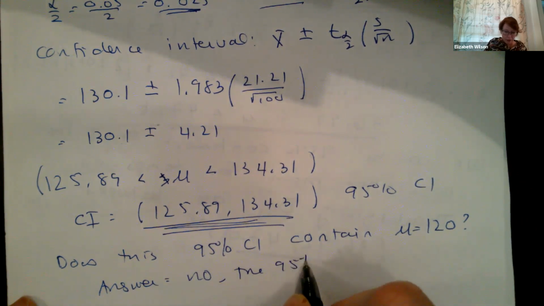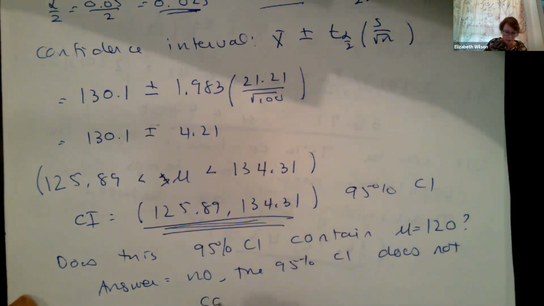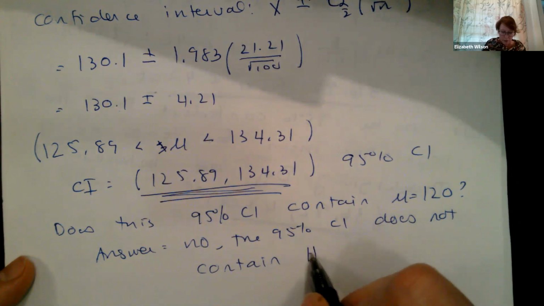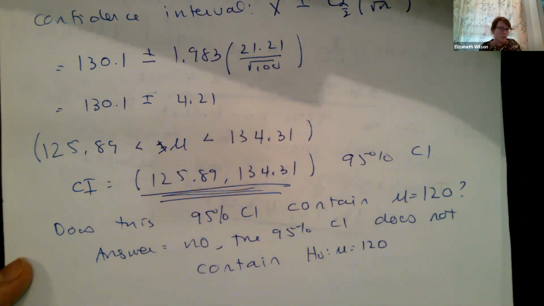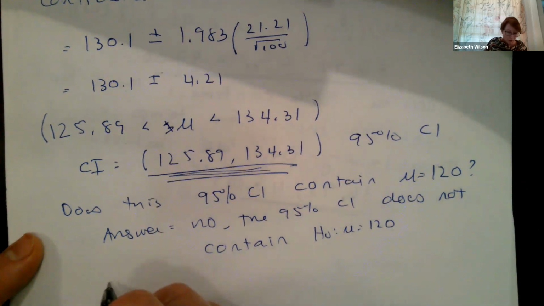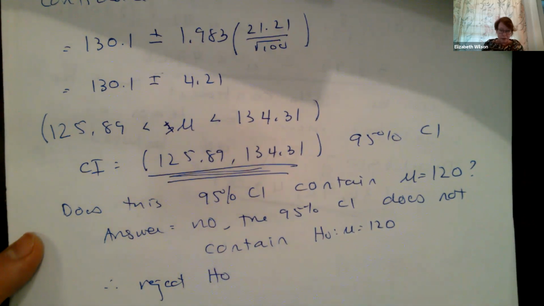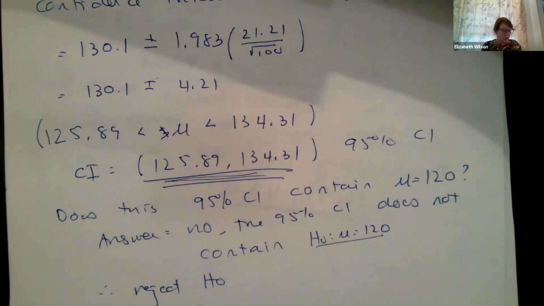The 95% confidence interval does not contain what our null hypothesis was. Our null hypothesis, that our mean was equal to 120, which means that I can reject my null hypothesis. Therefore, I can reject our null hypothesis because it's not within my confidence interval. So I'm going to reject it.